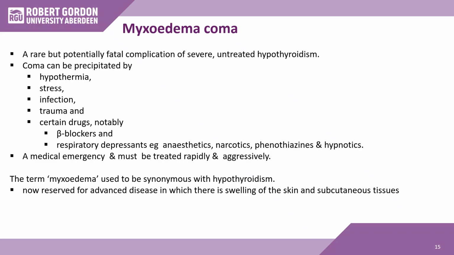So one of the most serious endocrine emergencies, the myxedema coma, is a rare but potentially fatal complication of severe untreated hypothyroidism. Coma can be precipitated by hypothermia, stress, infection, trauma, or certain drugs, notably beta blockers and respiratory depressants such as anesthetics, narcotics, phenothiazines, and hypnotics. So it's a medical emergency and must be treated rapidly and aggressively.